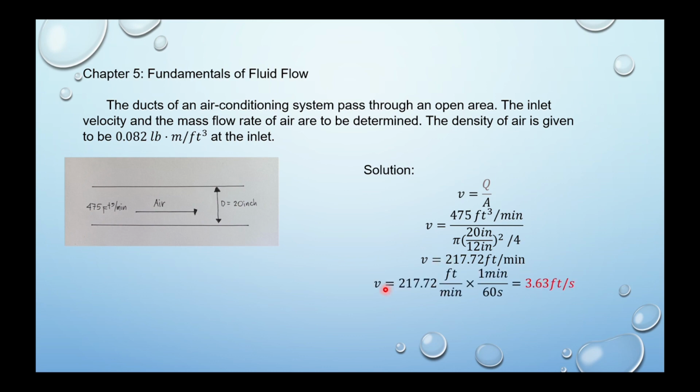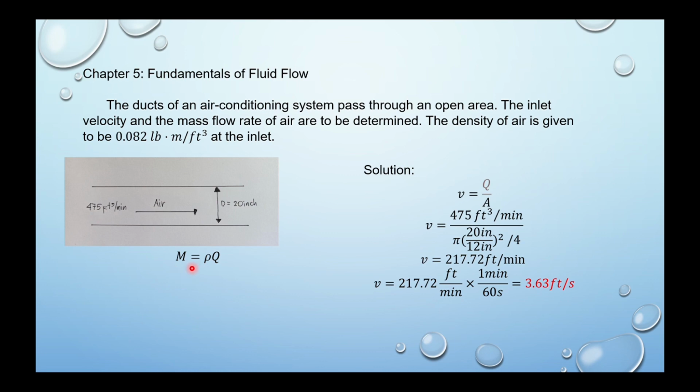So velocity is equal to 217.72 feet over minute times 1 minute over 60 seconds, which is equal to 3.63 feet per second. So this is our velocity, the inlet velocity. Next, to find the mass flow rate of air.